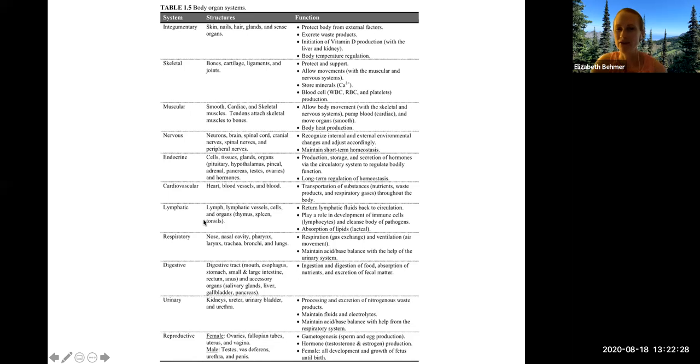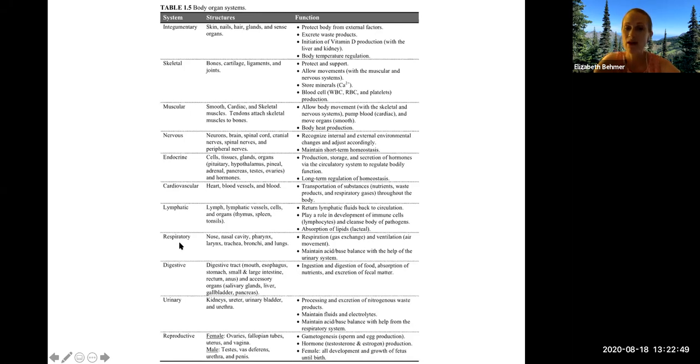Lymphatic system are all of your lymph vessels. It returns lymphatic fluid back to circulation. It also plays a role in your immune response. But your lymphatic system, again, I call it kind of the catch-all system because it plays a role in just returning all the excess fluid, cleaning it, and back to circulation.